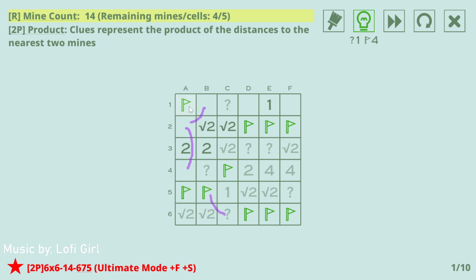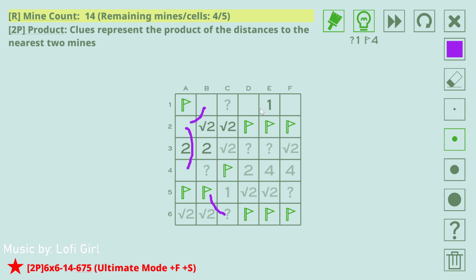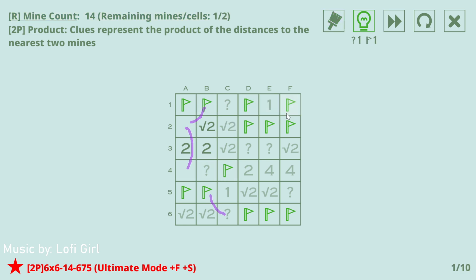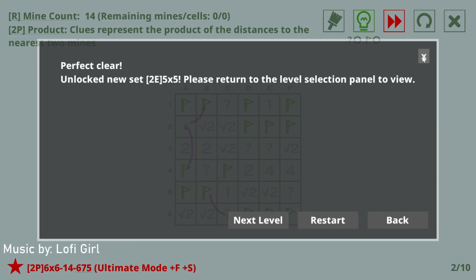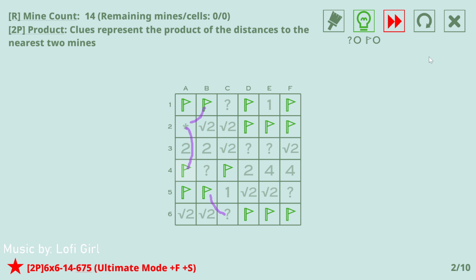Okay, this root 2 needs 1 mine that's root 2 away. 4 or 5 remaining, and we know that only 1 of these is a mine. So the rest of the cells must be mines. That's therefore empty, therefore that's a mine. Sweet. Oh, we've unlocked E. Oh, E will be fun. I already did an episode on E though. But okay.